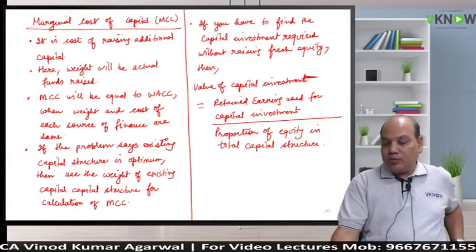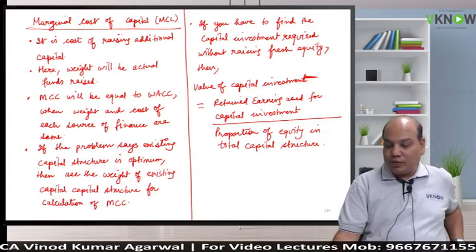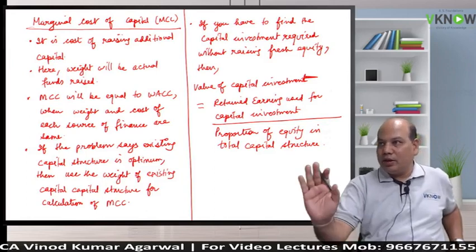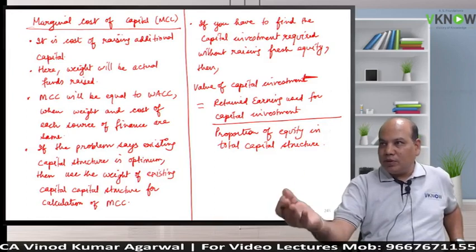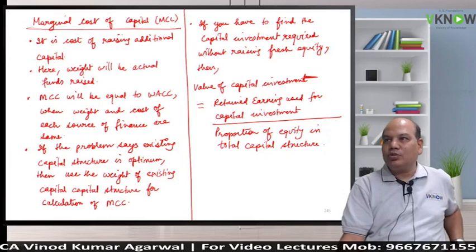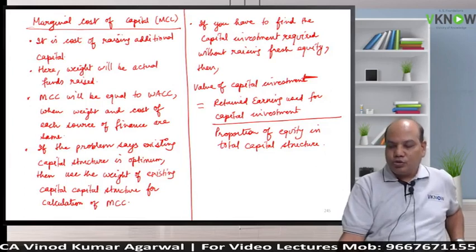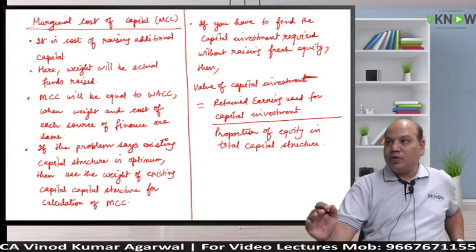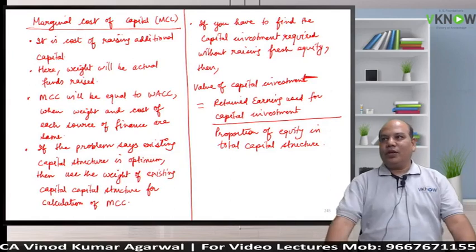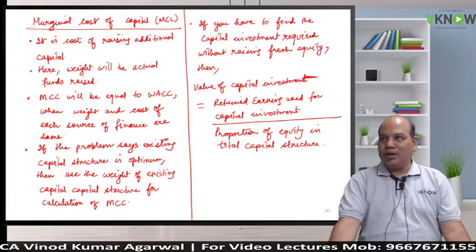If the problem asks what is the maximum value of a capital investment when we don't have to issue fresh equity, it is only funded from retained earning. So retained earning available for capital budgeting divided by proportion of retained earning in the total capital structure. So you don't have to issue fresh equity. But if your value of capital investment is more than this, then you will have to issue fresh equity. Is it right?